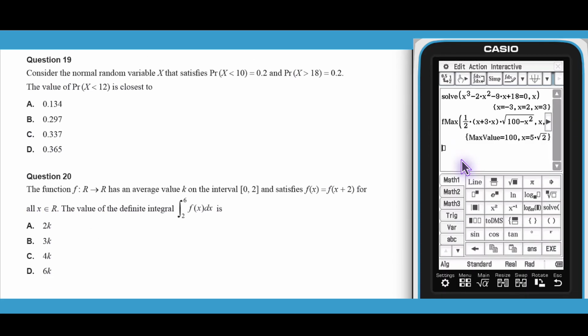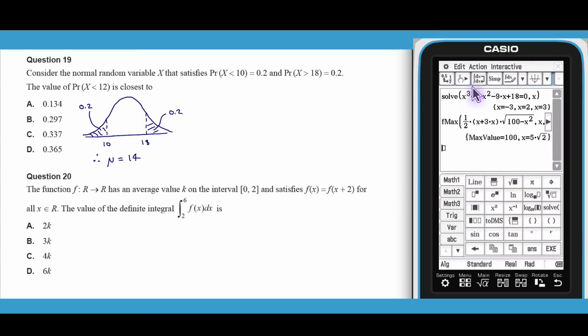Question 19 presents us with some information about a normally distributed random variable. This information can be represented diagrammatically. By symmetry, we can deduce that the mean of x is mu equals 14. Next, I'm going to find the value of sigma by setting up an equation involving an NCD calculation.